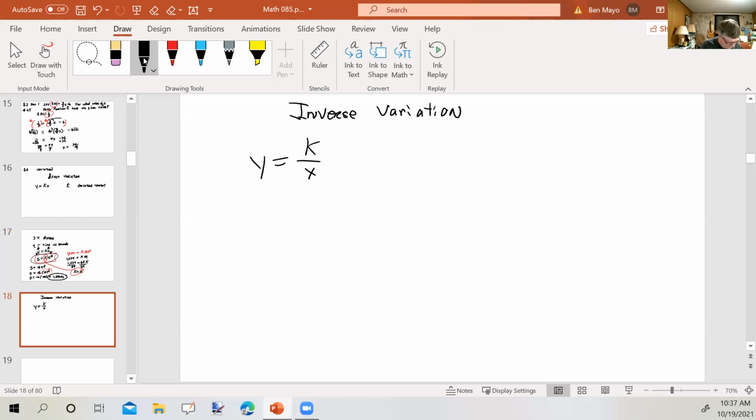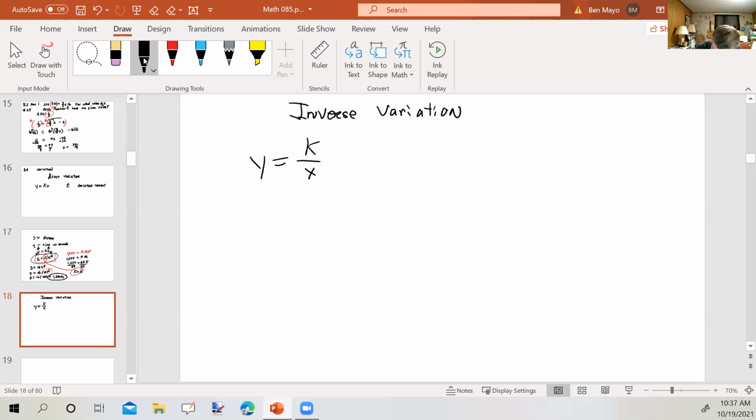Let's see here. It says pipe organs. The frequency of vibration of air in an organ pipe varies inversely to the length of the pipe. If a pipe 2 feet long vibrates 256 times per second, how many times per second will a 6-foot pipe vibrate? Okay, the frequency of vibration of air in an organ pipe varies inversely.